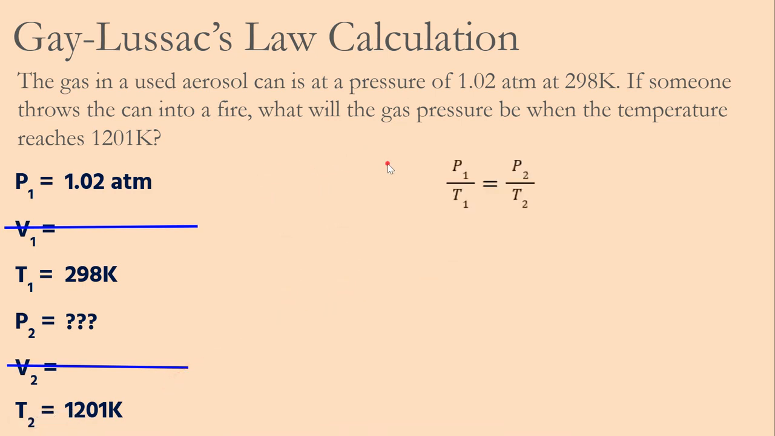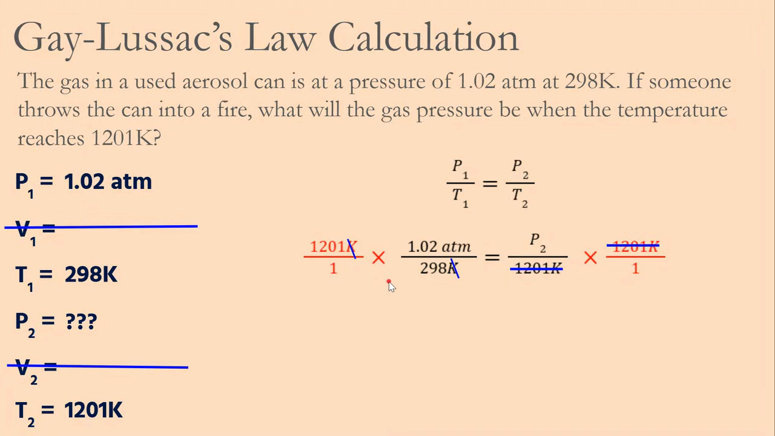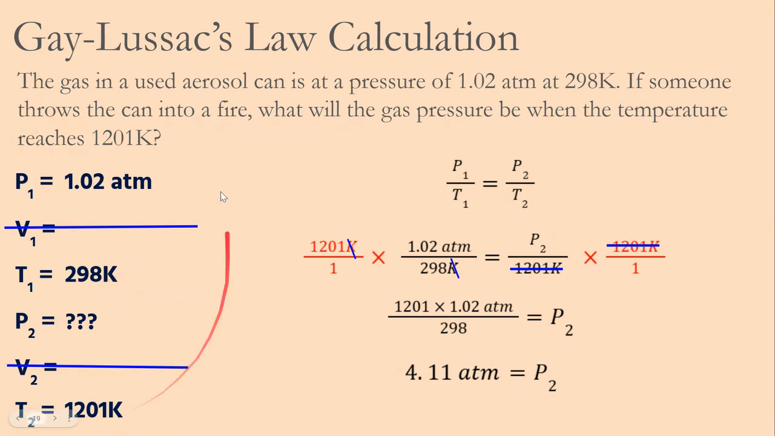We'll rewrite Gay-Lussac's law, plug in the pieces that we know, and get P2 by itself by multiplying by 1201 K on the right and on the left because of algebra. We'll cancel out 1201 K on the right, getting P2 by itself, and just Kelvin on the left. We'll rewrite our math on the left and just P2 on the right side. And our final pressure is 4.11 atmospheres. And this should make sense. Temperature increased, and so did pressure.